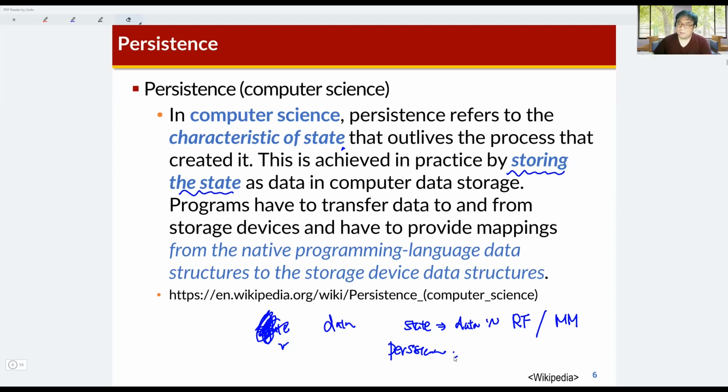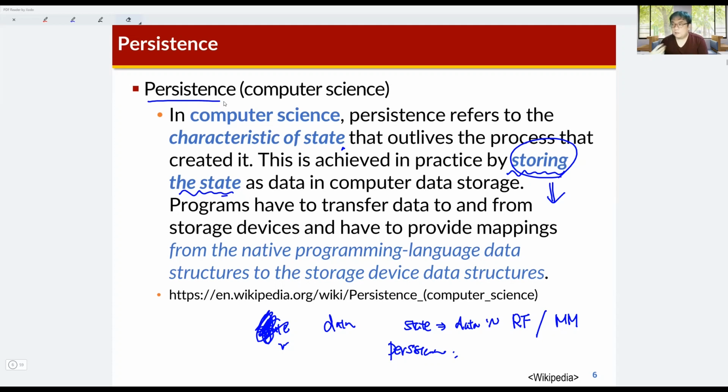or storage devices. So when we mention persistence in the computer system, that means we need to store the state or data in the computer data storage or persistent memory. Then when the system is recovered from failures or crashes, this state can be recovered from this storage. That is what persistence means in computer systems, computer engineering, or computer science.